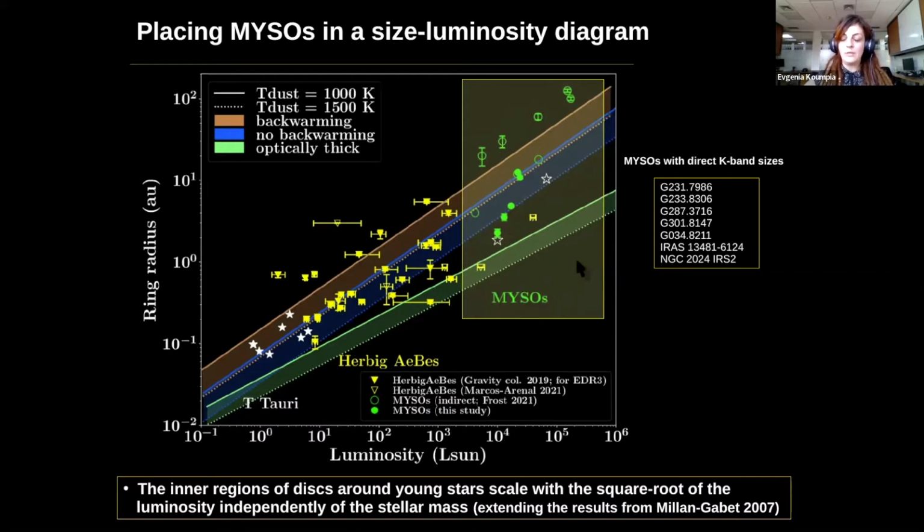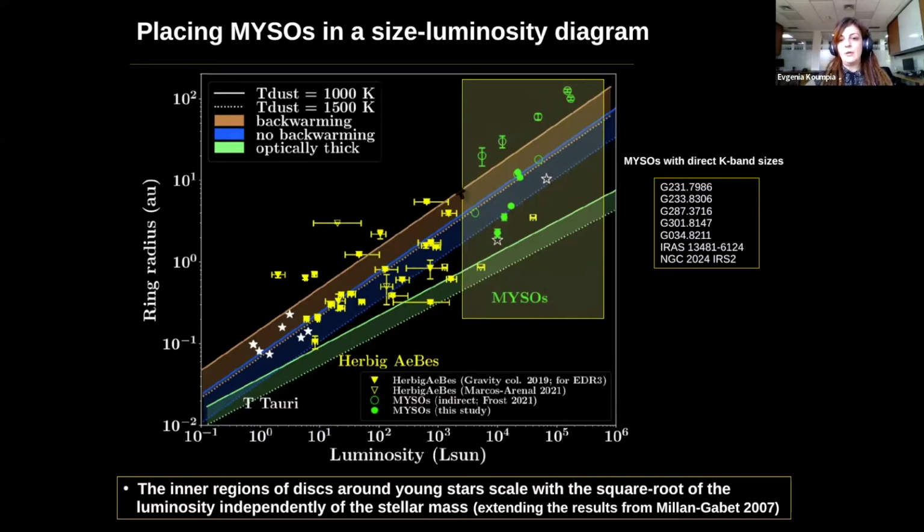This is the first time that we are able to place MYSOs in a size-luminosity diagram. And the messages to take out of here is, here are T Tauri, here are Herbigs. And I think there are two main messages we can take out. One is that it seems that it doesn't matter what is the central mass of your protostar. It doesn't matter if you are low mass, intermediate, or high mass. The inner regions of the disks around the protostars scale with the square root of the luminosity.